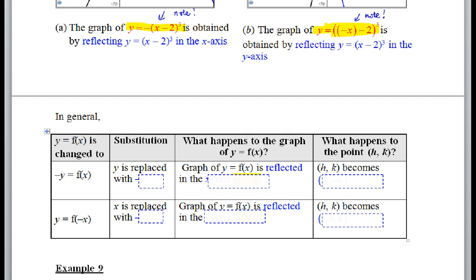All the y coordinates will change sign. So which means it's a reflection in the x-axis.